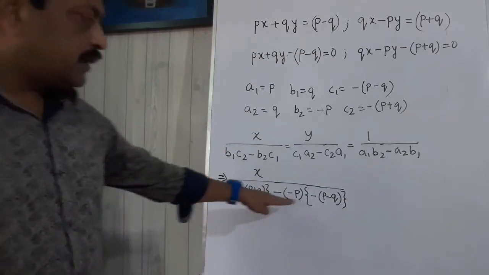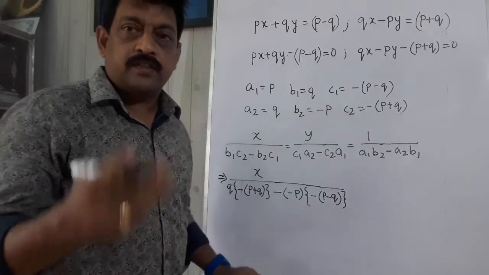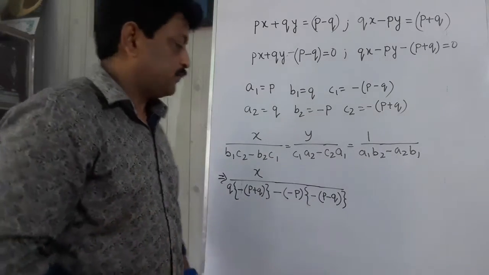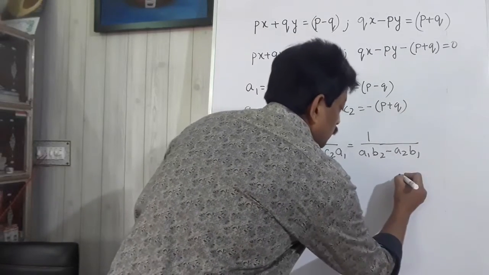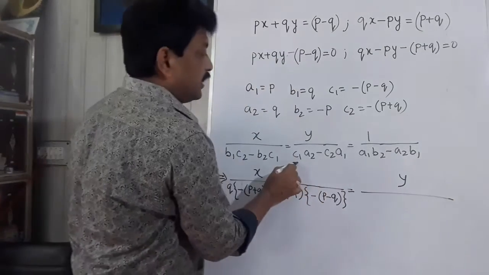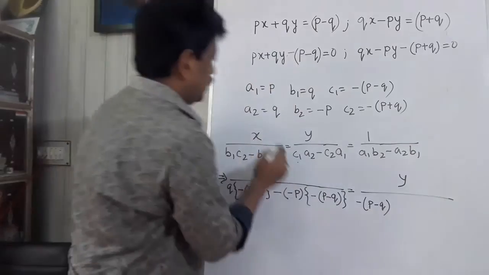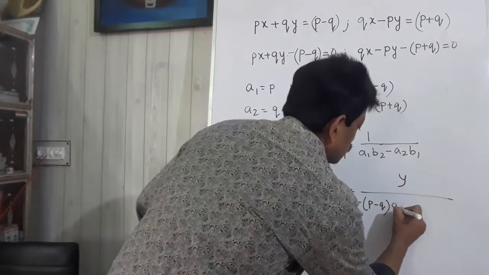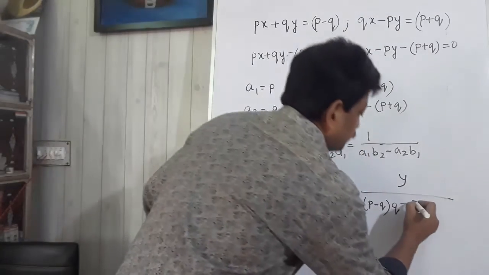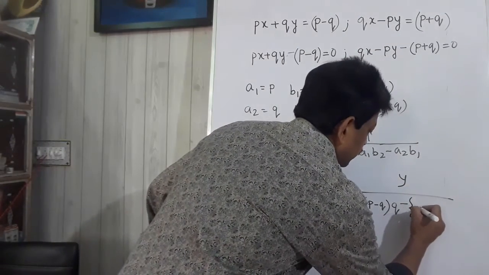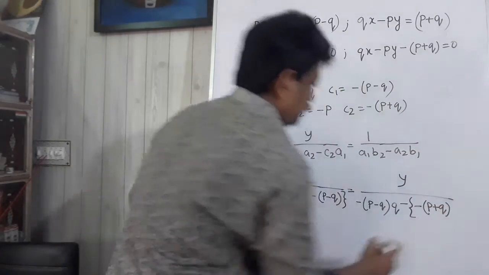So many negative signs are there. That's why we have to use brackets, first bracket, second bracket, if required third bracket also, and be very careful about the sign. Equals to y upon c1a2. c1 is minus p minus q, a2 is q, minus c2a1 minus c2. c2 is minus, so again take a second bracket here, minus p plus q c2 a1.